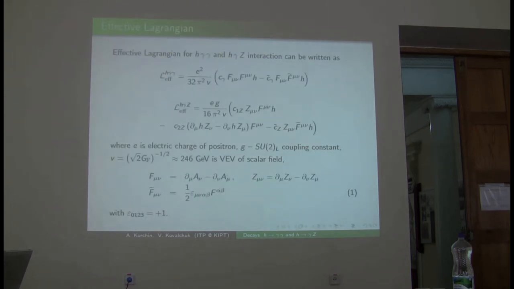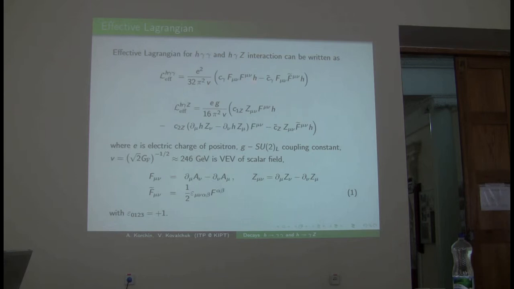So let me come a little bit to the formalism which we are using. We start with the most general effective Lagrangian, which describes Higgs to gamma gamma and Higgs to gamma Z couplings. This is quite a general effective Lagrangian, which consists of a part which corresponds to scalar Higgs and a part which corresponds to pseudoscalar Higgs, or CP even and CP odd parts. The same can be written for the Higgs decaying to photon and Z boson.